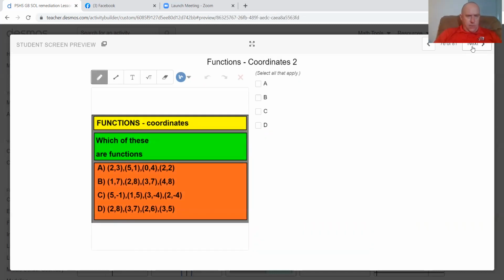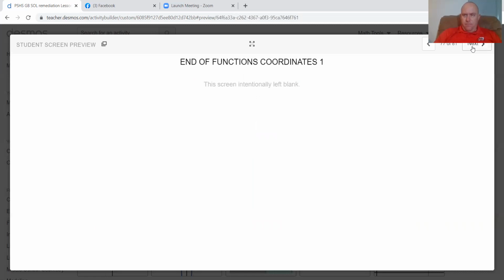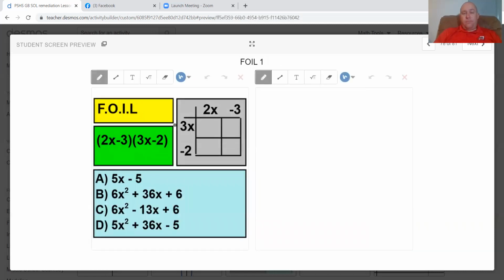Is this the same question? I think that's the same question. Yep. FOIL. You can definitely use a grid for these questions where you type the first one across the top and the bottom one down the side, and then do the multiplying.